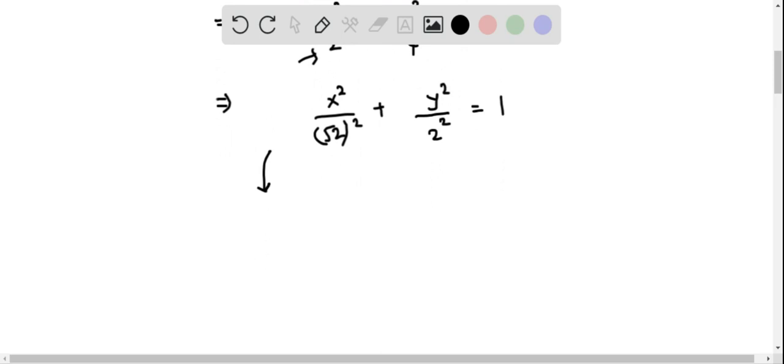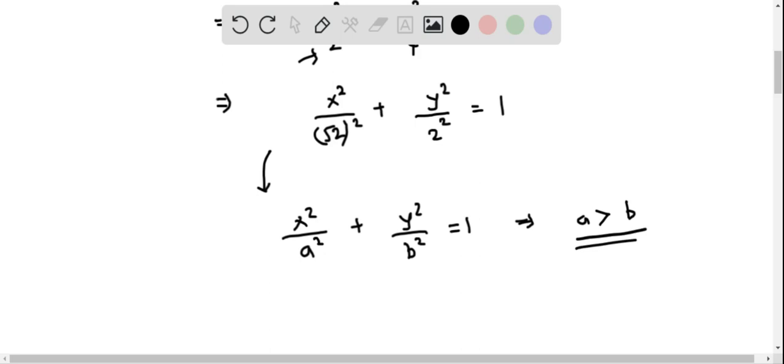That is, the standard form of an ellipse equation is x squared by a squared plus y squared by b squared equals 1, and in this case, a is greater than b. That is, the major axis is along the x-axis. There is another form of ellipse, that is x squared by b squared plus y squared by a squared equals 1, and here a is greater than b, and the major axis is along the y-axis.